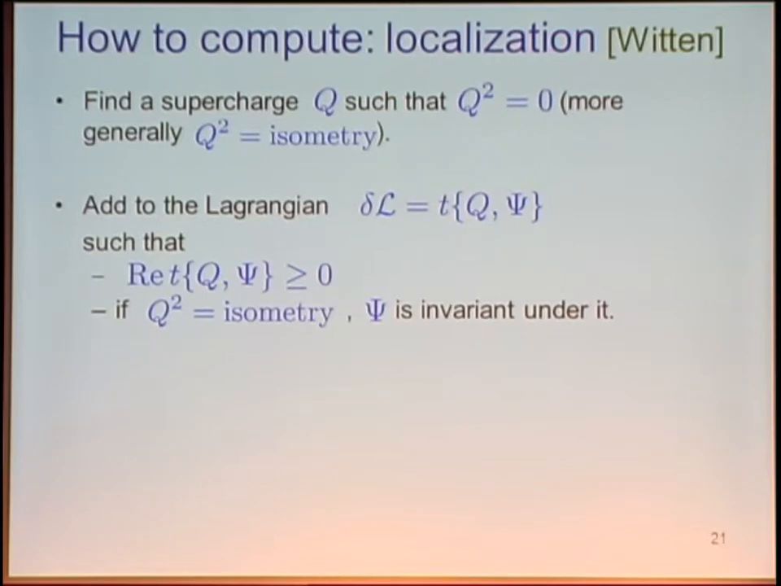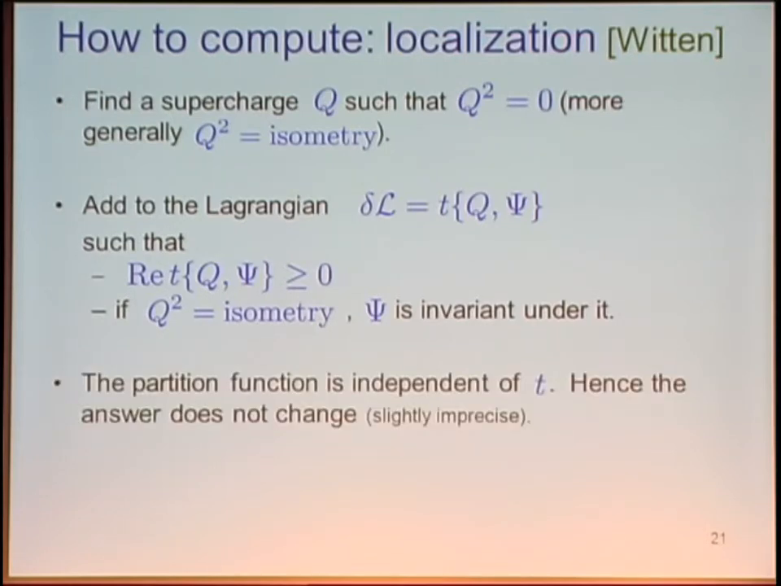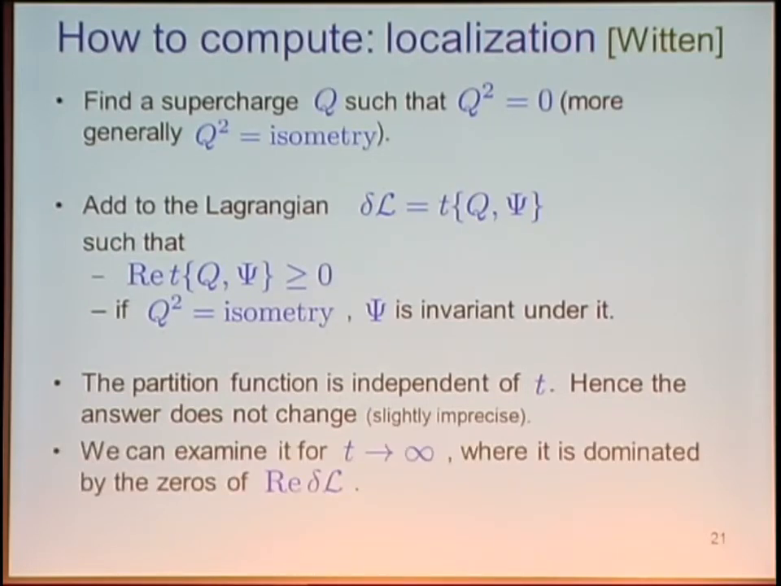Then the problem we're really interested in is the problem for t equals 0, but the answer is independent of t, and there's some fine print here, which I did not write. And hence, the answer does not change as we vary t. And we can then explore it when t goes to infinity, when it is dominated by the zeros of the real part of this object.